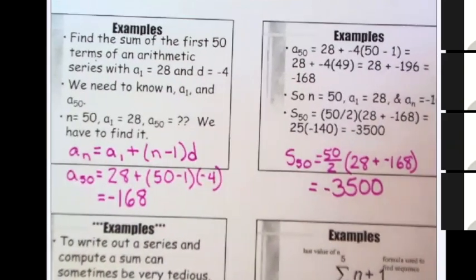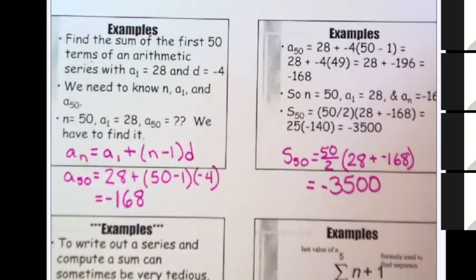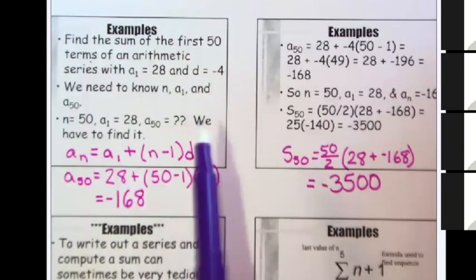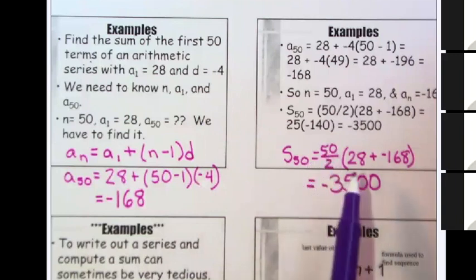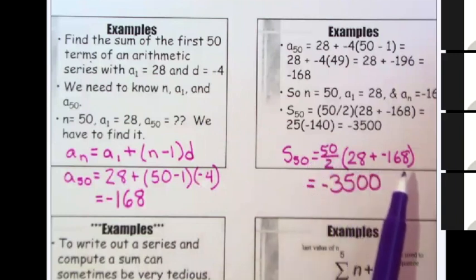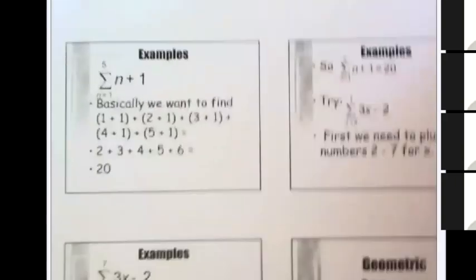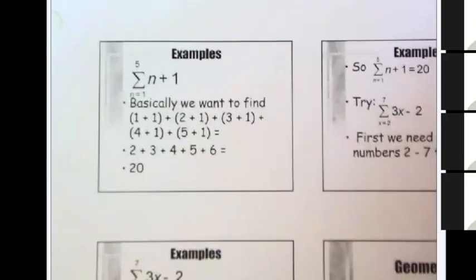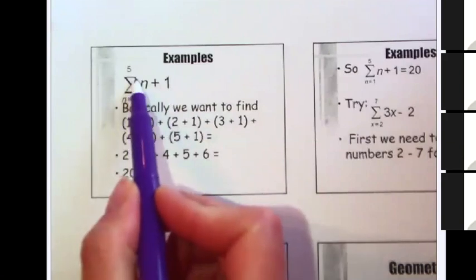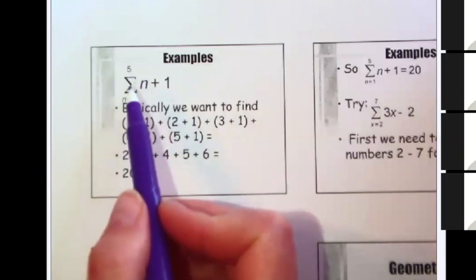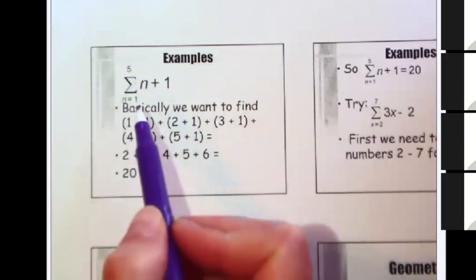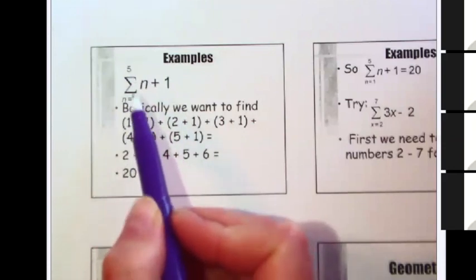So now that I know the first term and the 50th term, I can find the sum of all of those together. So the sum of the first 50 terms of that sequence is 50 over 2 times 28 plus -168. The other notation that you might run into is called sigma notation. This is an uppercase Greek letter sigma, and sigma is just a fancy way to say sum. So I'm looking for the sum of all of the terms from 1 to 5.